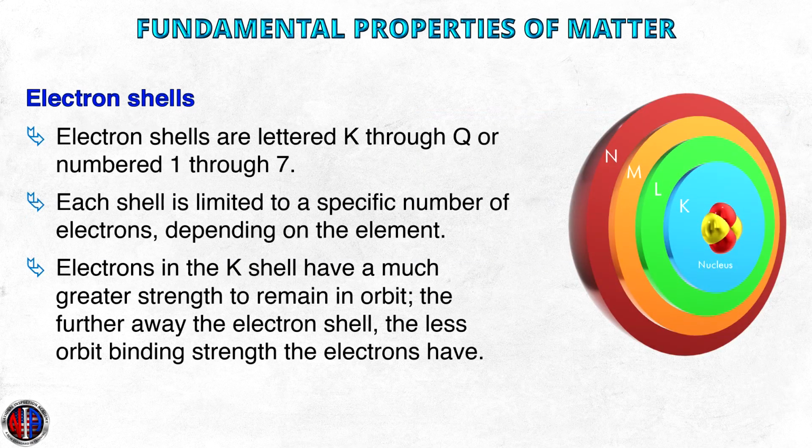All atoms have electrons that revolve around the nucleus inside shells. Electron shells are lettered K through Q, or numbered 1 through 7. Each shell is limited to a specific number of electrons depending on the element. If one were to take a basic illustration of an atom and flatten it, it would show how the electron orbit shells are arranged around the nucleus. Electrons in the K shell, closest to the nucleus, have a much greater strength to remain in orbit. The further away from the electron shell, L through Q, the less orbit binding strength the electrons have.